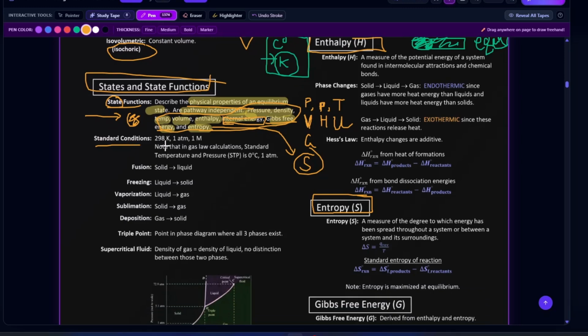Standard conditions is this. You need to memorize that standard conditions are 298 Kelvin, 1 atm, and 1 mole. Molarity is, I think, big M. Note that in gas law calculations, let me just make sure.